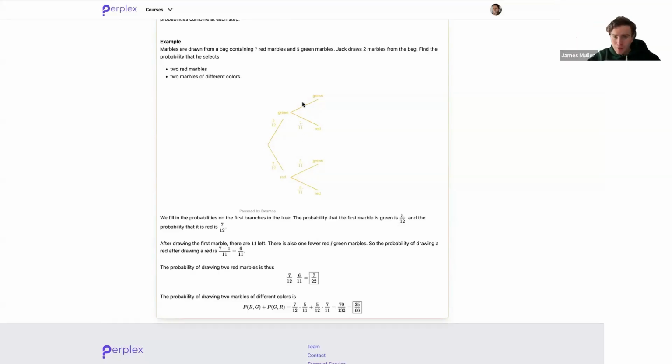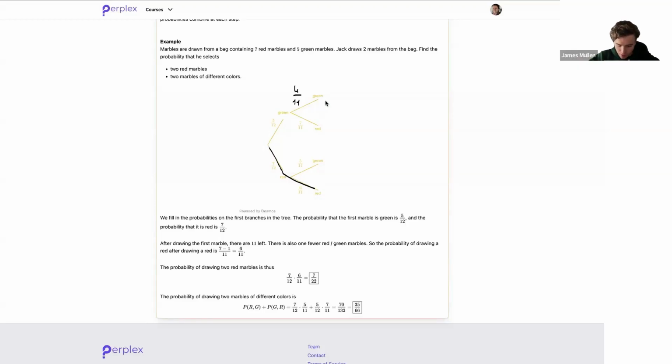And I think this should also be, I want to say, 4 over 11. I can't remember. Yeah, 4 over 11 for a second green. I just forgot to fill that in. Let me put it in. I don't think it's actually relevant in this case, but 4 over 11. Now that I have all those branches filled in, the probability of drawing 2 red marbles means I multiply 7 over 12 by 6 over 11, and I get 7 over 22.